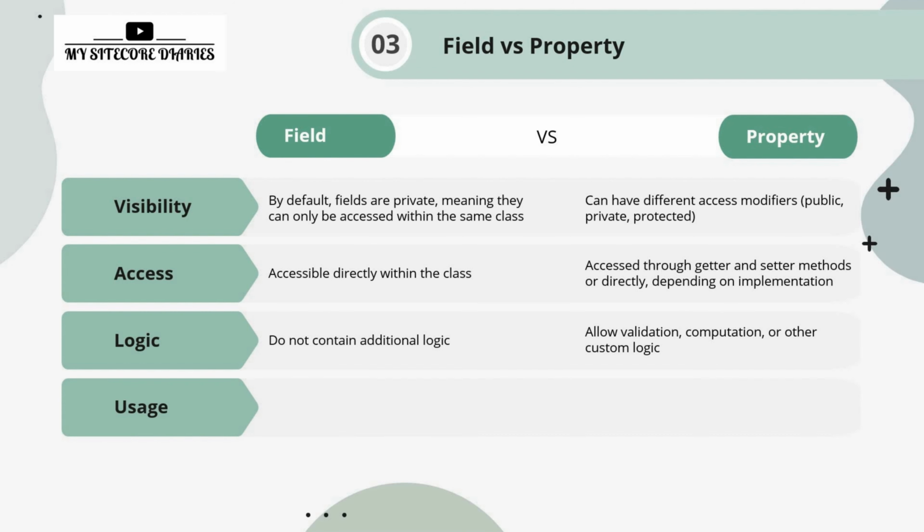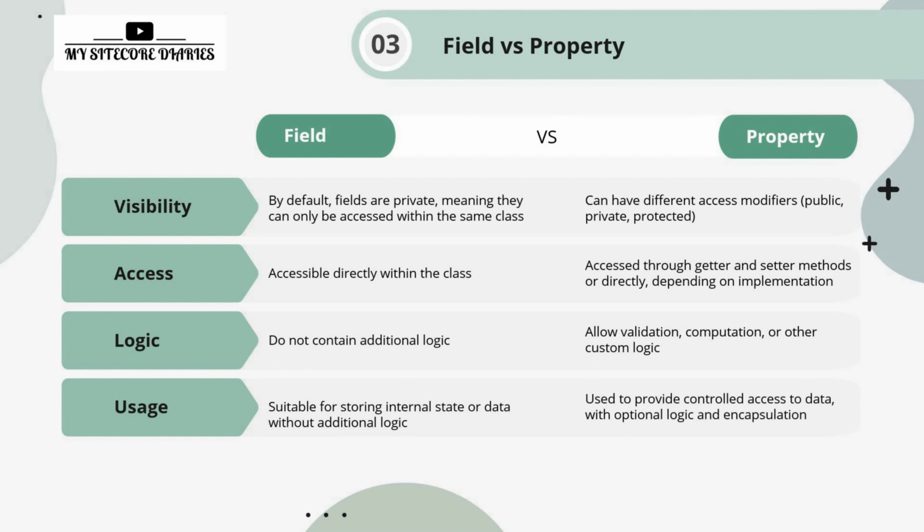And then uses. Where are fields used? They are suitable for storing internal state or data without additional logic. It is just to store the value which is internal to the class. For that we can use fields. Whereas property is used to provide controlled access to the data with optional logic and encapsulation.